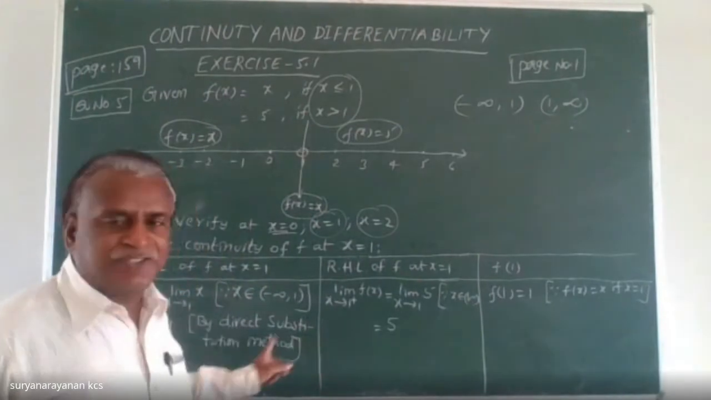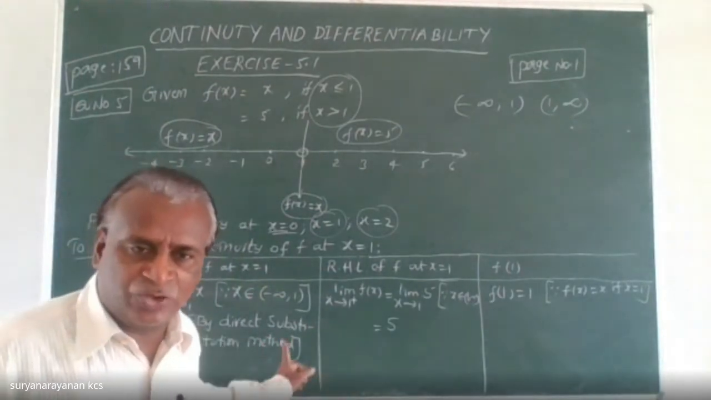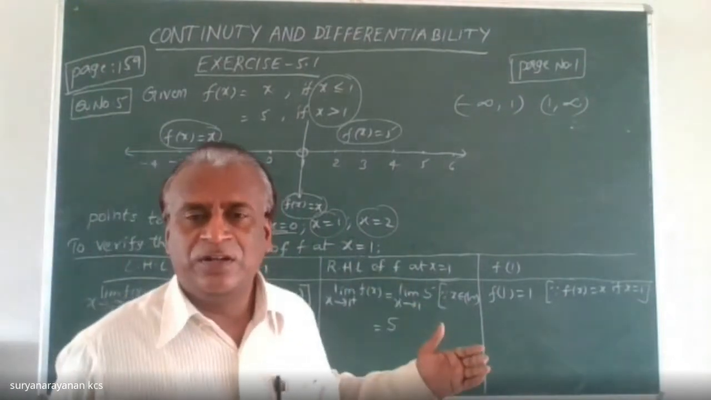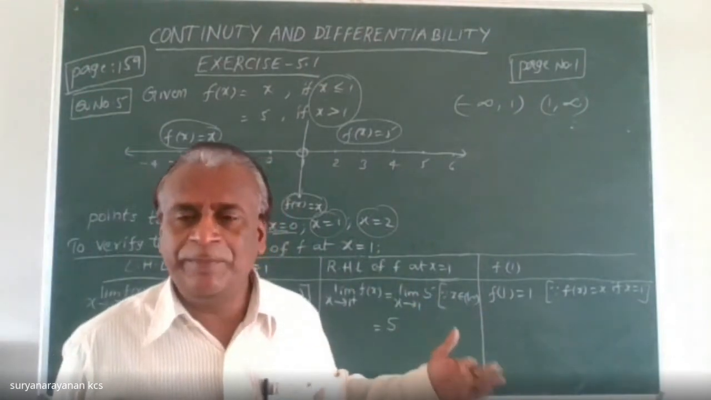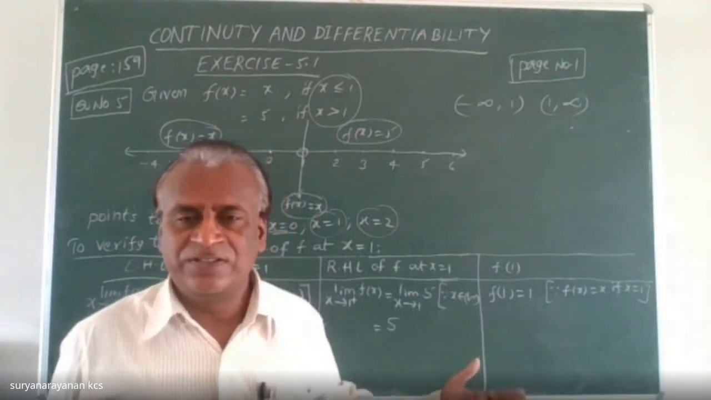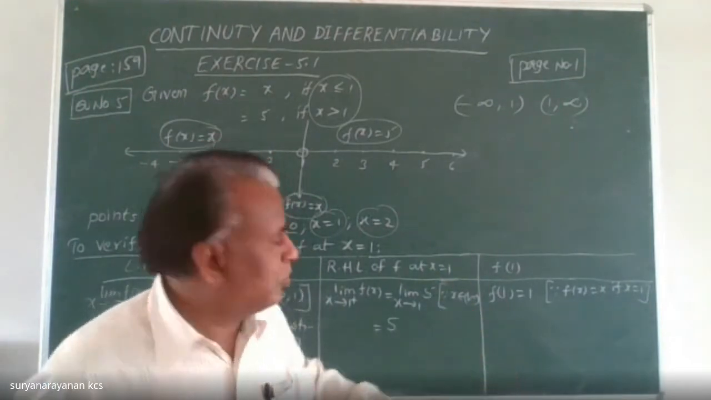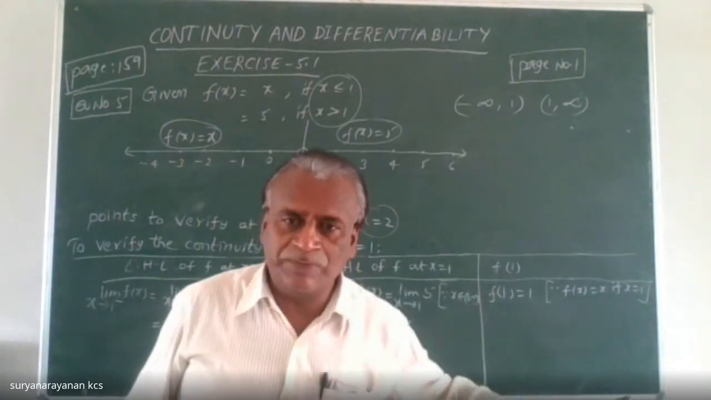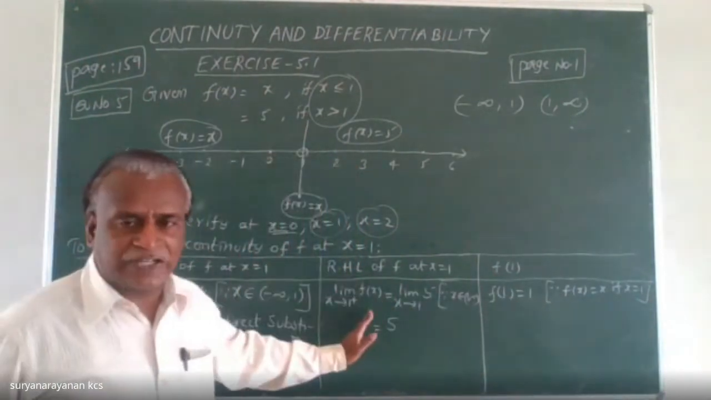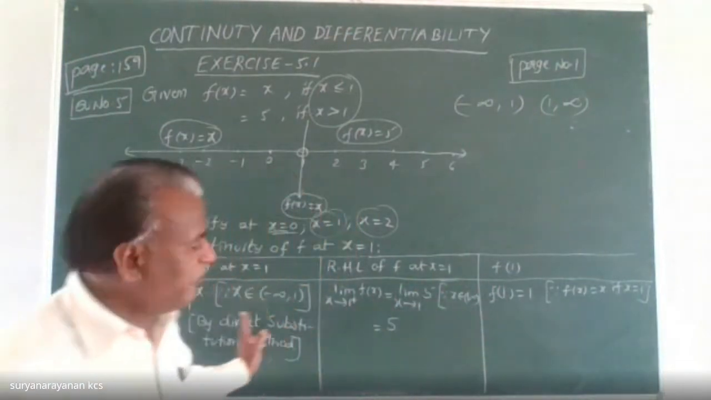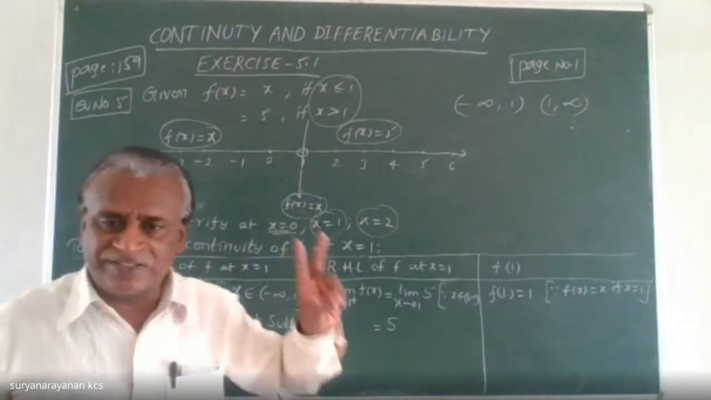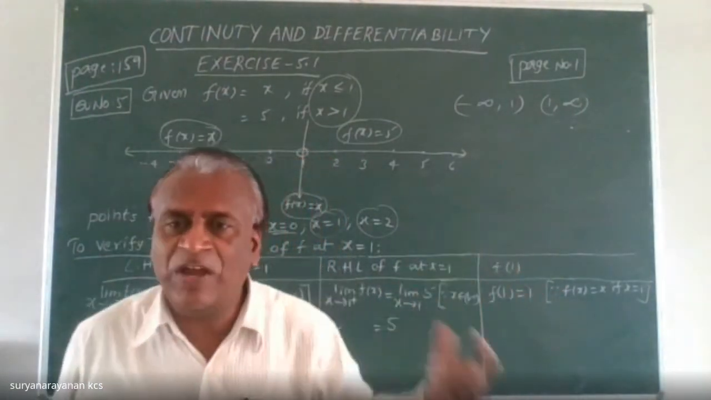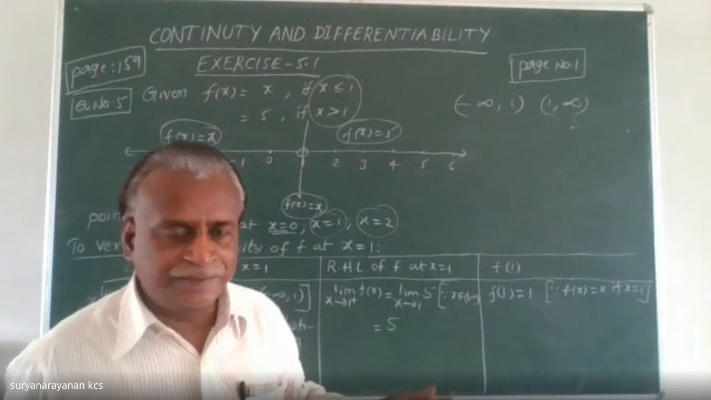Actually, by seeing these two values, we can say that as x tends to 1, limit f of x does not exist. Since the limit does not exist, no need to find this part also. No need to go to the third step. This is the first step, this is the second step, and this is the third step. If in these two steps we get the same values, then we go to the third step, to check whether we are getting the same value or not.